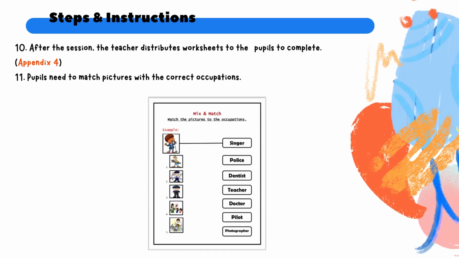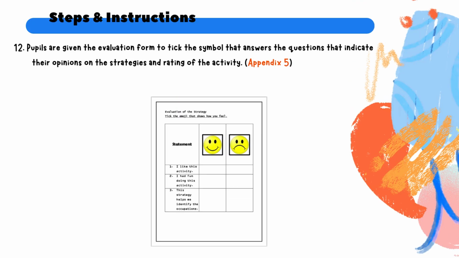Once they have finished with the activity, the teacher provides a worksheet for the pupils. For the worksheet, pupils need to match the pictures with the correct occupation. Then, the teacher will discuss the answers with the pupils. This is to test their memory ability, whether they still remember the lesson that they have learned. Lastly, before the lesson ends, the teacher provides an evaluation form to the pupils. This is to ask for their feedback about the lesson. From the evaluation form, pupils need to tick the emoji that shows how they feel about the lesson.